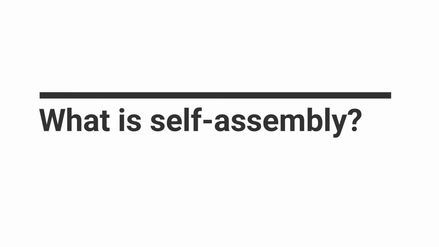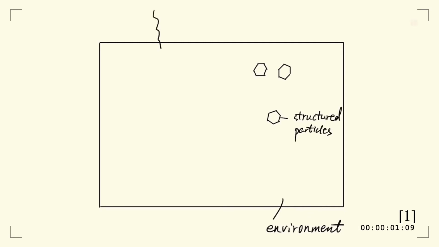What is self-assembling? Self-assembling is a process when disordered systems get to ordered systems spontaneously. It contains four parts: environment, structured particles, driving force, and binding force.